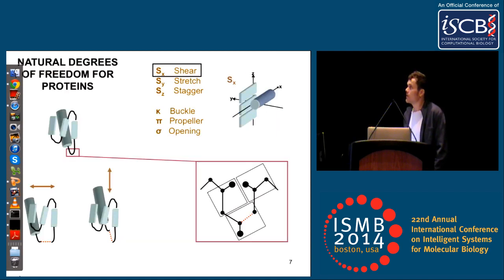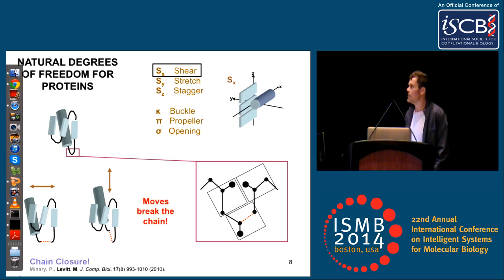In natural move Monte Carlo, we can explicitly incorporate collective moves into the system. So here is a little demonstration with a helix and a 3-stranded beta sheet. We can move the two structural units with respect to each other. Unfortunately, when you do that, you are going to break the interconnected chain between these units, but we developed a very efficient so-called linear complexity chain closure algorithm to handle this problem.